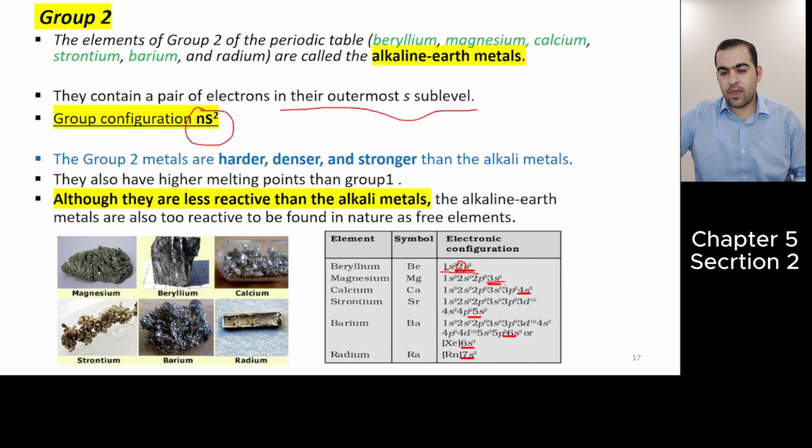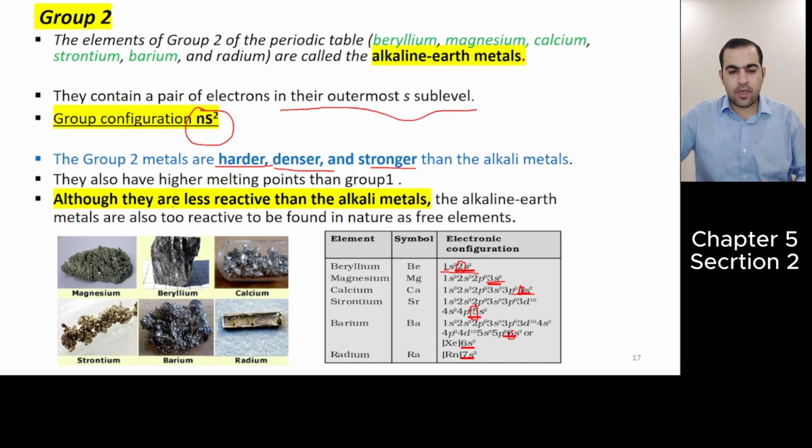Look, they all end with s and s2. n is the main energy level, or the number of the period, the number before the last s: 5s, 6s, 7s. Group 2 metals are harder, denser, and stronger than the alkali metals. They have a higher melting point than group 1. This is the difference between group 1 and group 2.